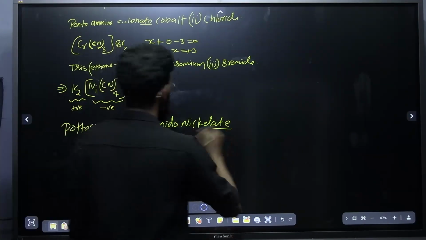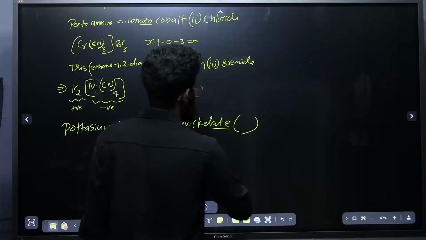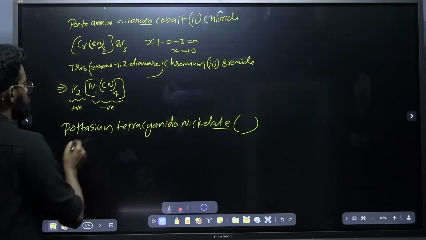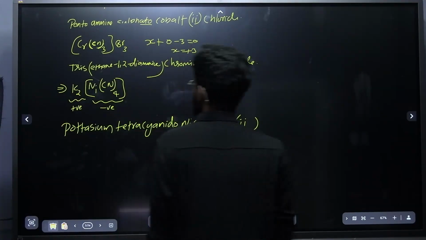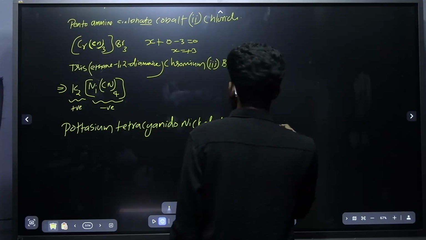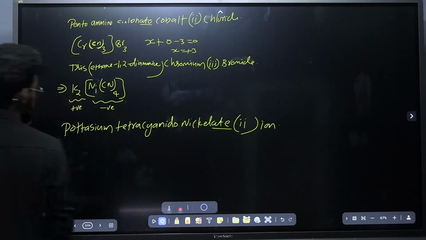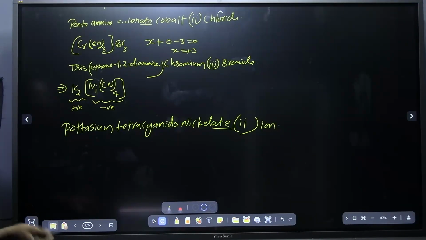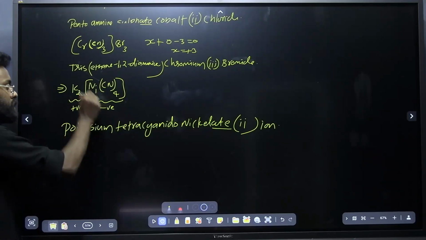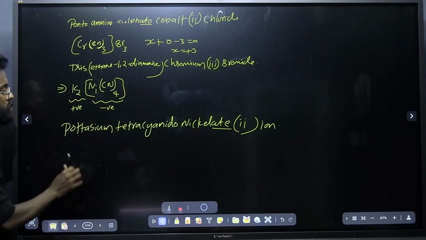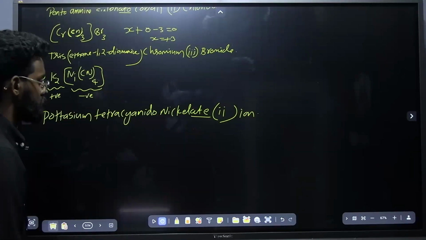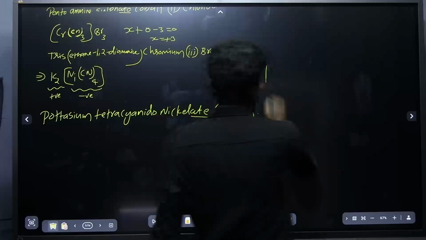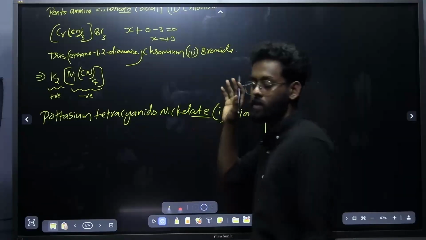Then the oxidation state. What is the oxidation state of this one? It is 2. So this is the complete naming for this coordination compound. Here nickel is a metal which is coming in the negative part. So whenever a metal is coming into the negative part, you will be adding the suffix ate to it. There are some metals which come in the negative part.